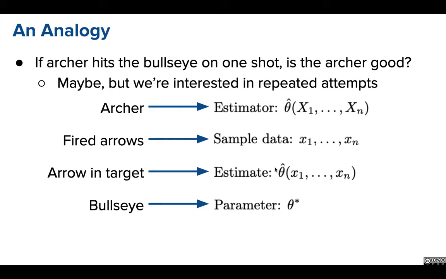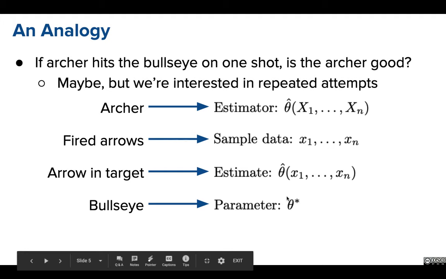Confusingly enough, most people, myself included, will use the same Greek letter for both estimator and estimate. The way you tell the difference is whether you use capital X's or lowercase x's. So if you see me write theta hat equal to capital X1 plus capital X2, you should think, okay, this is an estimator, it's random. If I write theta hat equal to lowercase x1 plus lowercase x2, you should think, okay, this is a single point, it's an estimate. And the parameter will always be theta star.